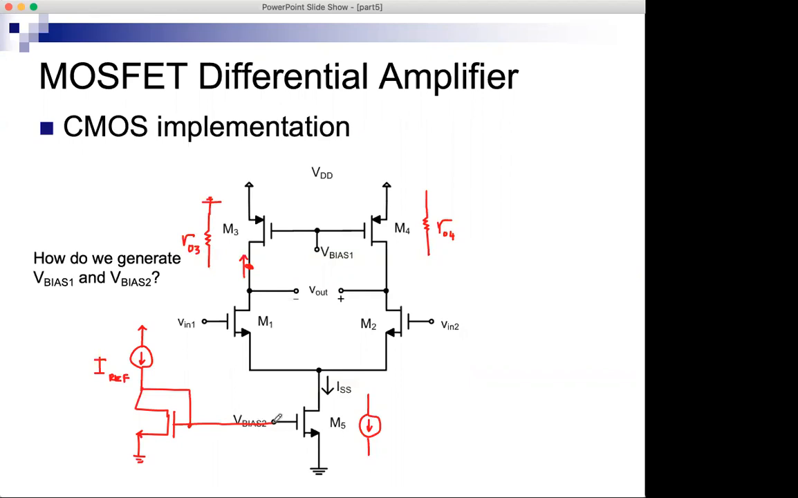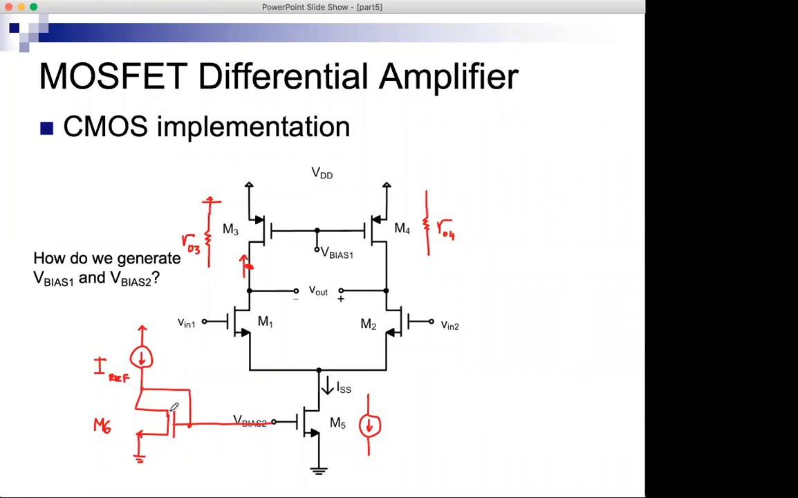and this would bias M5 such that ISS over IREF is given by the current mirror formula, W over L of M5 divided by W over L of M6, assuming that there is no channel length modulation. If there is channel length modulation, then we have to correct to include the effect of lambda. Okay, let me take a pause and read the questions.